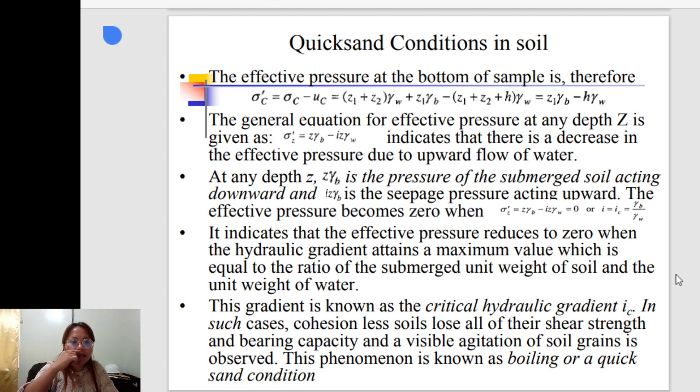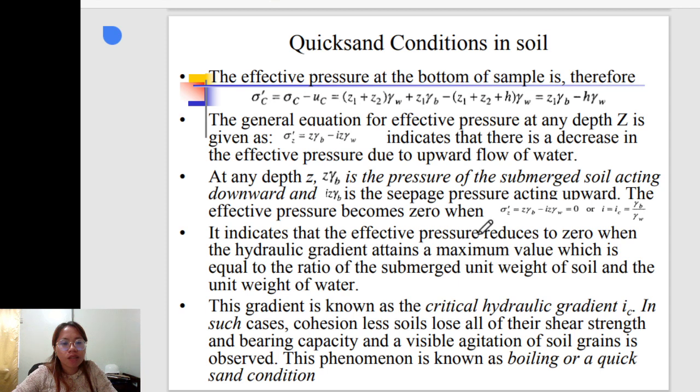The effective pressure becomes zero when the hydraulic gradient reaches the critical value, if the buoyant unit weight over the unit weight of the water is equal to i. So if it becomes i, then the unit weight of the water cancels. Then the effective stress will be equal to 0.